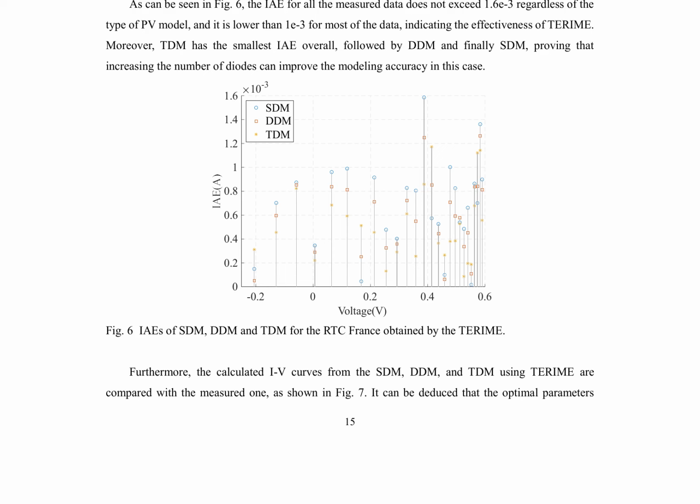Furthermore, the calculated IV curves from the SDM, DDM, and TDM using TERIME are compared with the measured one in Figure 7, indicating that the optimal parameters obtained by TERIME accurately represent the IV characteristics of the solar cells, thereby demonstrating the effectiveness of the proposed method. This is crucial for the development of efficient solar cells and their integration into solar power systems.